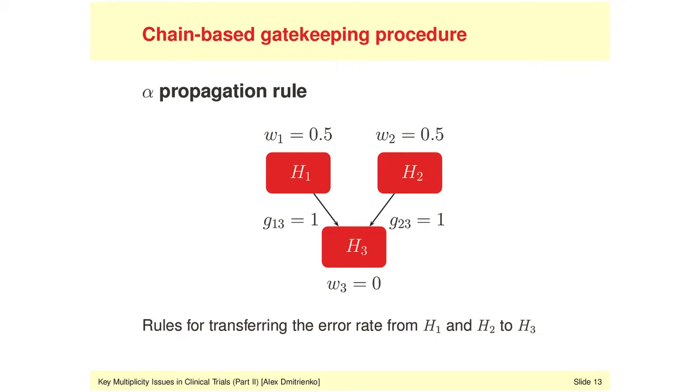What does that mean? That simply means that whenever we reject the hypothesis H1, all of the significance level that was used in that test will be transferred directly to H3, and the same rule will apply to the hypothesis H2, and for the same reason the transition parameter G23 will be set to 1.